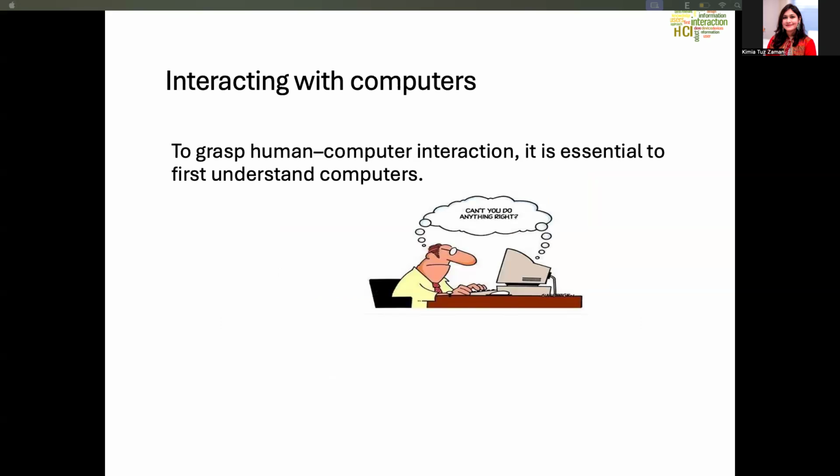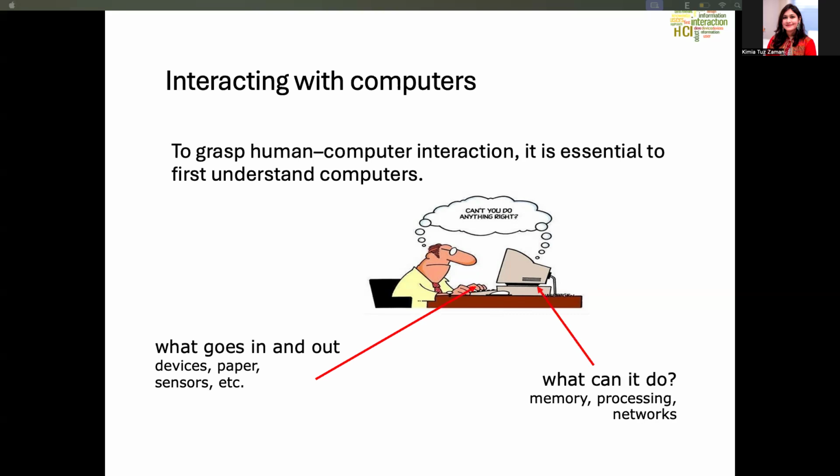So, to grasp human computer interaction, it is essential to first understand computers: what goes in and out, and what they can do.